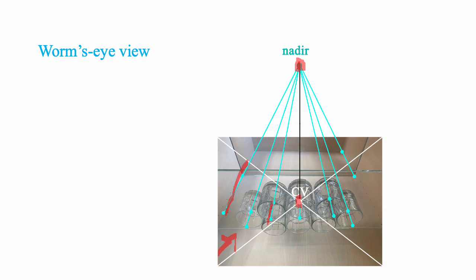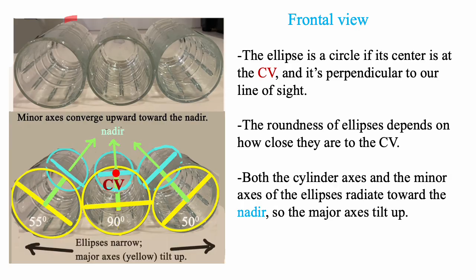Let's look at these three glasses in a row, which are in a frontal viewpoint. This is the center of vision, which is the center of the photo, where our line of sight meets the picture plane. The bottom of this middle glass is a circle because its center is at the center of vision, and the openings get more circular as they approach the center of vision. The minor axes point toward the nadir and coincide with the axes of the cylinders, and the ellipses tilt up as they circle around the nadir.